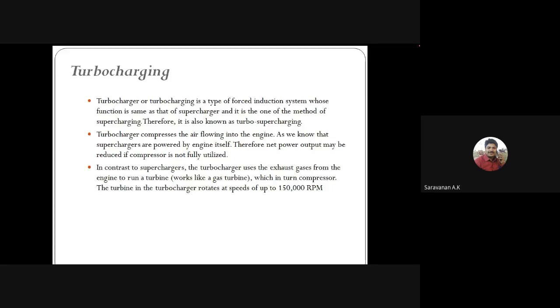While rotating, the turbine's speed will be somewhat low, but to run the supercharger it will require more speed, more RPM. So we have to give some gear arrangements, shifting from a larger gear to a smaller gear, so the RPM increases. The turbine of the supercharger will rotate at about 1,50,000 RPM.